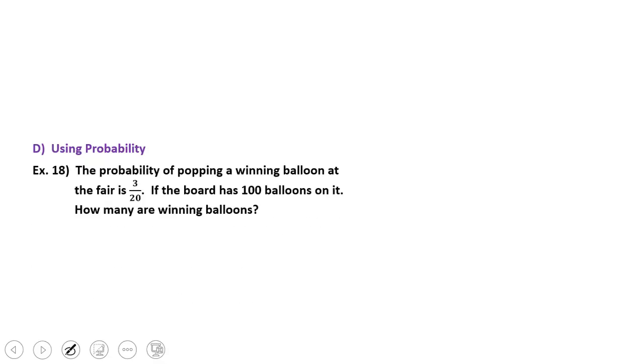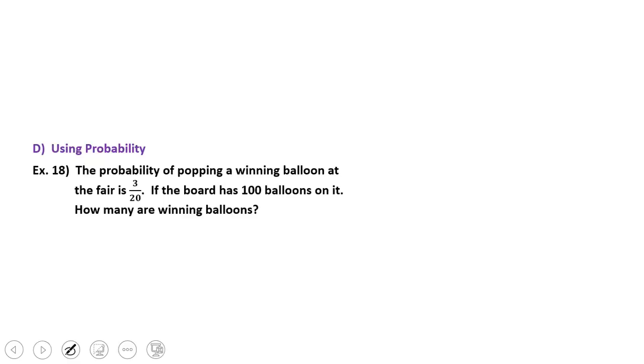Nice. Let's talk about how we can use probability. It says, hey, the probability of popping a winning balloon at the fair is 3 out of 20, or 3/20. If the board has 100 balloons on it, how many are winning balloons?